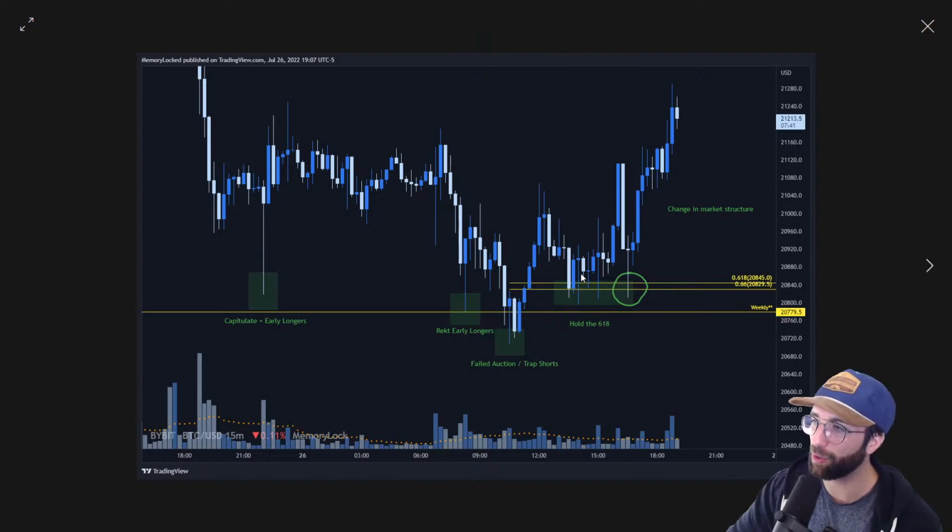But here's what I wait for. I wait for a top to be put in, just like we did here, and then I draw a 618 from the swing low here to the swing high here.